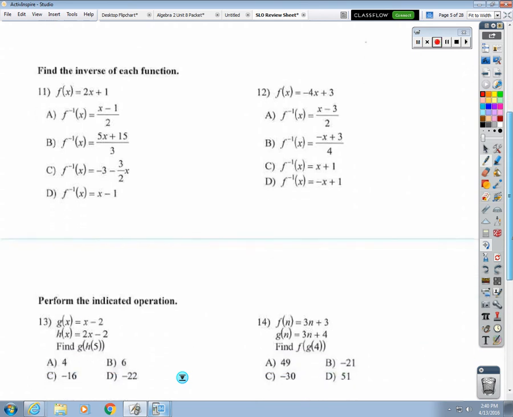Okay, number 11. Find the inverse of each function. There are 2 steps to find an inverse. Step 1, switch x and y. Step 2, solve for y.